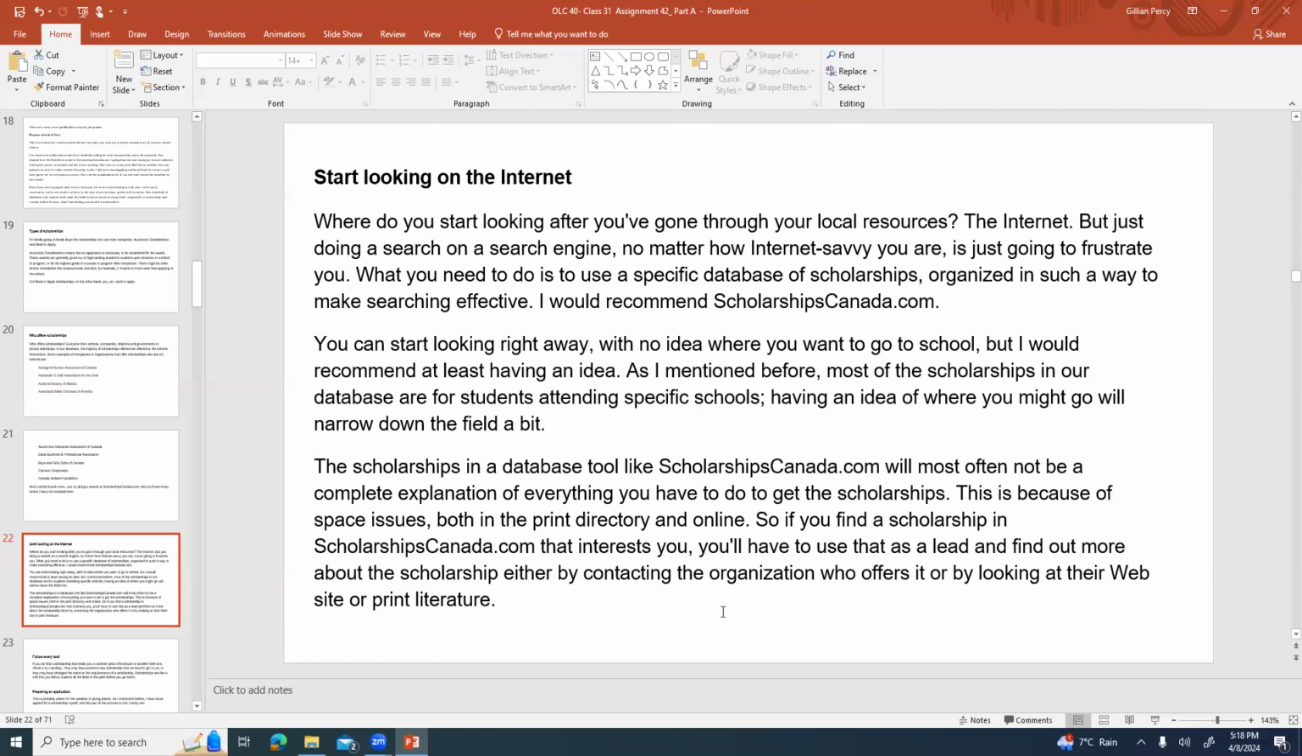So if you find a scholarship in scholarshipscanada.com that interests you, you'll have to use that as a lead and find out more about the scholarship, either by contacting the organization who offers it or by looking at their website or print literature. And in fact, I'll show you later, but usually there's a little section that says, call here or check out here for more information.